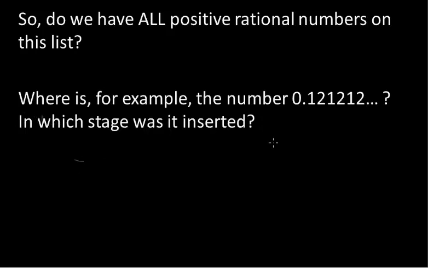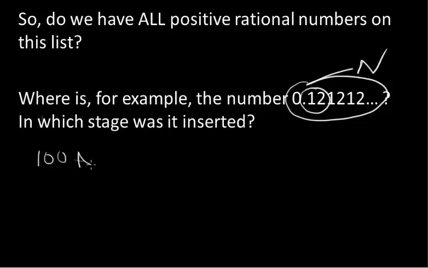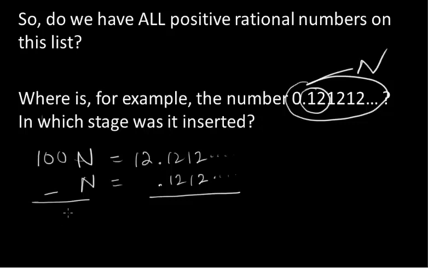Where is, for example, the number 0.12121212 repeating? Well, we know it's rational, don't we? It's a repeating decimal. So it is rational, and it has to be on the list. Well, this list is made using fractions, so we have to change this number into a fraction. Let me give it a name. I'll call it n. And you remember the way that we did this is, I like to look at the repeating part, and so I have to multiply by 100 to move the decimal point past the first repeating part. So 100n would be equal to 12.1212 repeating, and n itself is equal to 0.1212 repeating, lining up the decimal points. And so then our technique from chapter 2 is we subtract, and we get 99n is equal to 12. And so n is equal to 12 over 99.